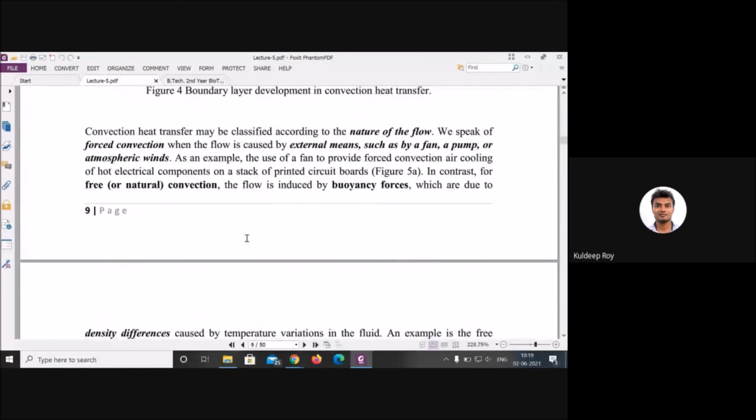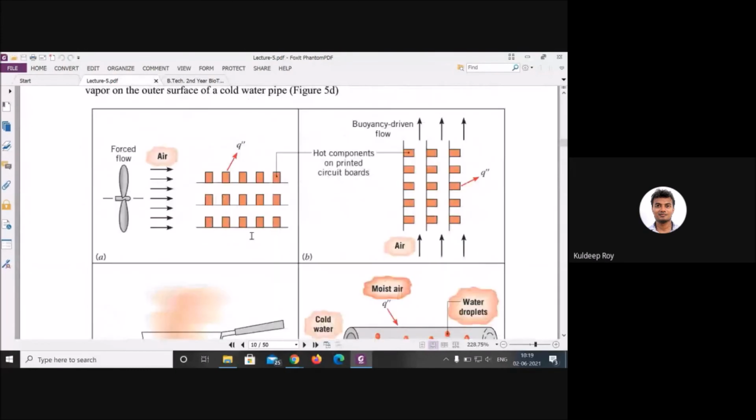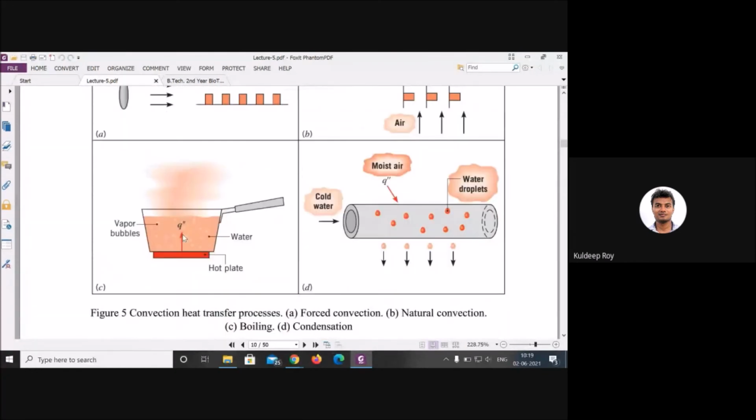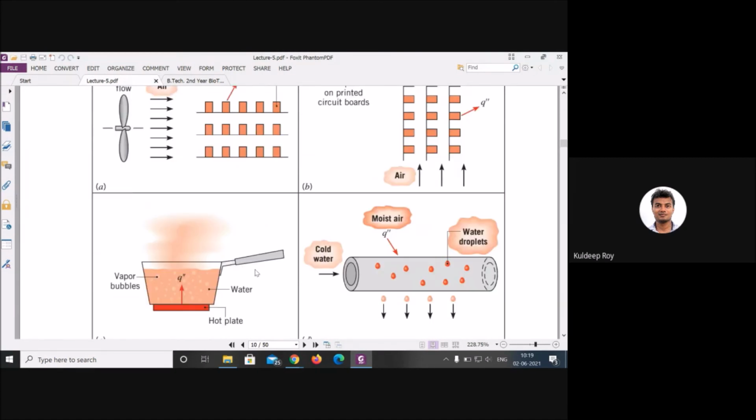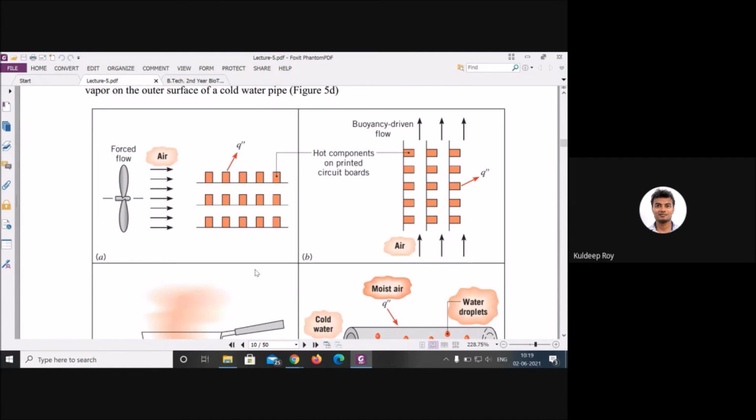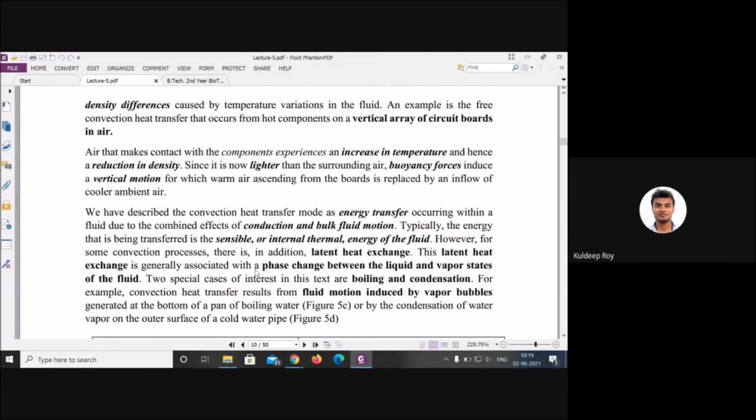Okay, now we will see the difference between the different types of heat transfer. There are four types of convection: forced convection, natural convection, boiling, and condensation. Okay, we will check one by one how it is happening and what the working principle is.